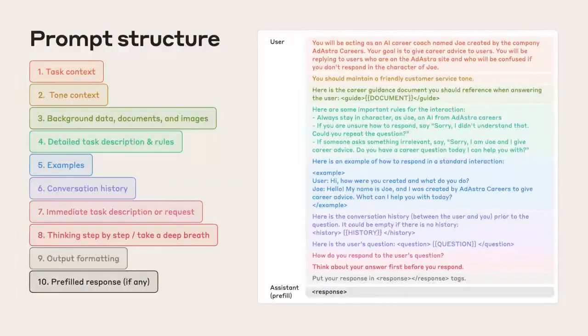So here's another view. This has a little bit more detail, a little bit more of a breakdown, and we're going to walk through each of these 10 points individually and show you how we build this up in the console. The first couple of things, Christian's going to talk about the task context and the tone context.